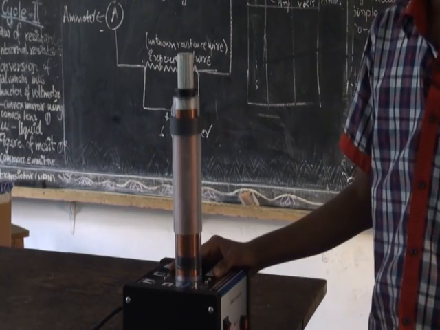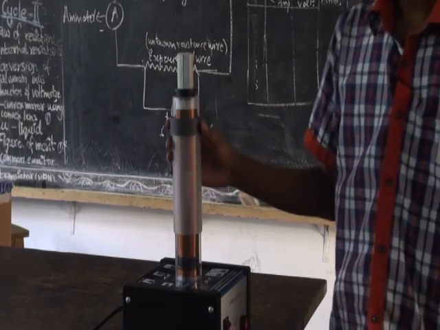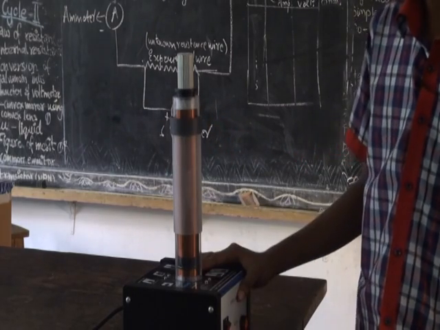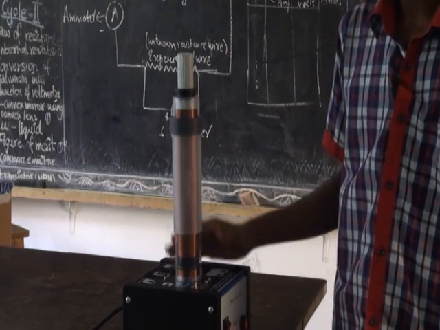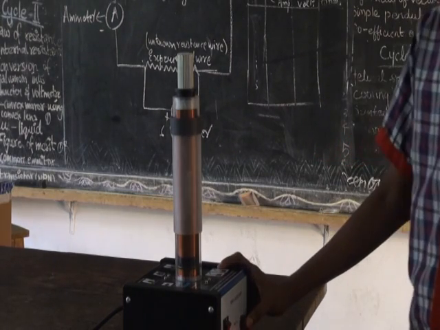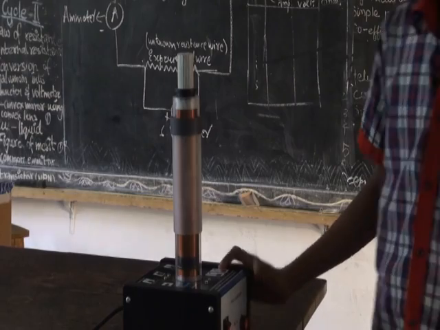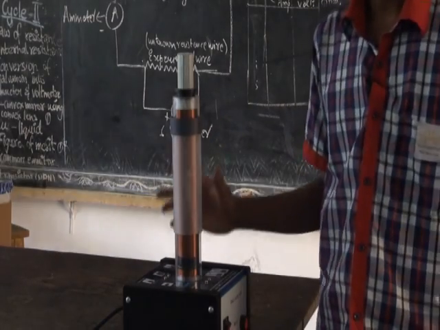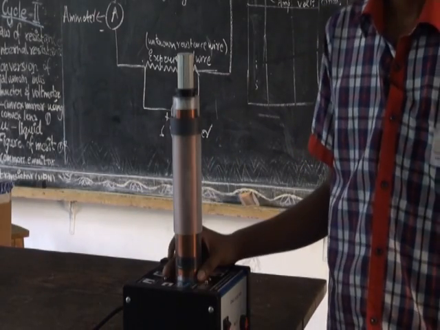And you can see it is not launching because the plastic ring is an insulator, due to which the current doesn't flow through the ring. Now I am going to show it once again. So the current is not induced in the plastic ring.